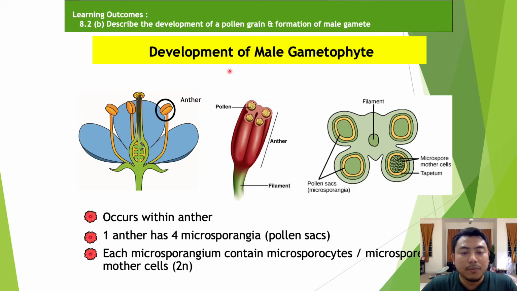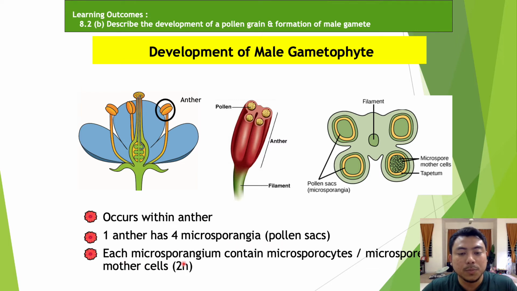So development of male gametophyte. The male gametophyte is the male part of the plant. It occurs within the anther. So this is the anther, and inside we can see here the label pollen. Pollen sacs 1, 2, 3, 4. That's what I mentioned earlier. So we have 4 pollen sacs for each anther usually. Pollen sacs are also called microsporangia. So one anther has 4 microsporangia. It has 4 pollen sacs.